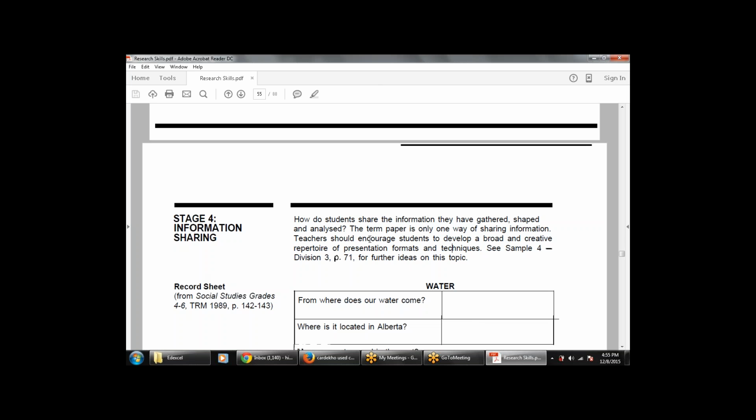Teachers should encourage the students to develop a broad and creative repertoire of presentation formats and techniques, so that students will share the information in an effective way.